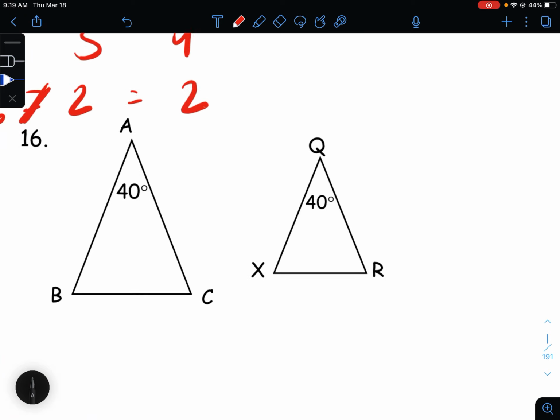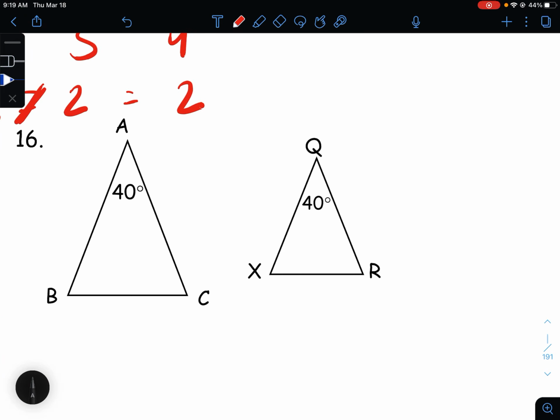All right, last one here. We look and they only give us one angle. They didn't give us any other piece of information. You know, nothing about the sides, nothing about it being an isosceles triangle. So this one actually would be not similar. One angle is not enough information.